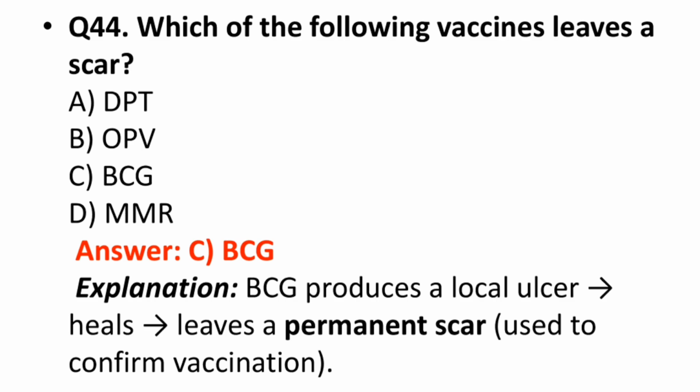Which of the following vaccines leaves a scar? Option A, DPT. Option B, oral polio vaccine. Option C, BCG. Option D, MMR. The correct answer is option C, BCG. BCG produces a local ulcer, which after healing leaves a permanent scar used to confirm vaccination.